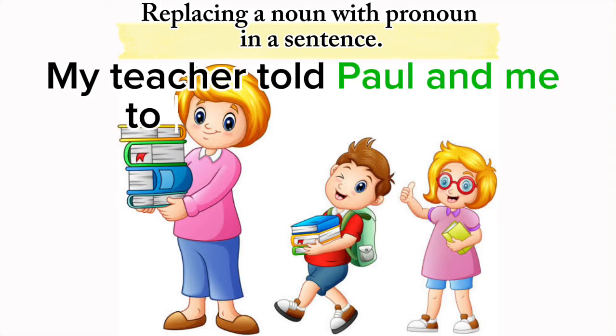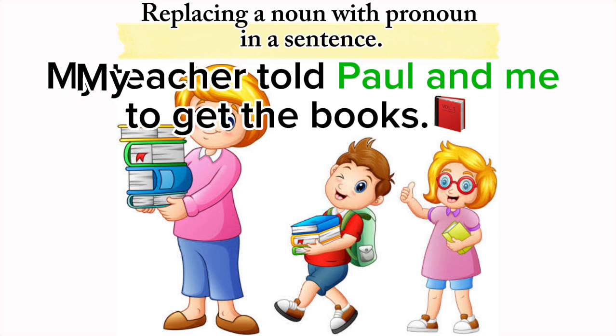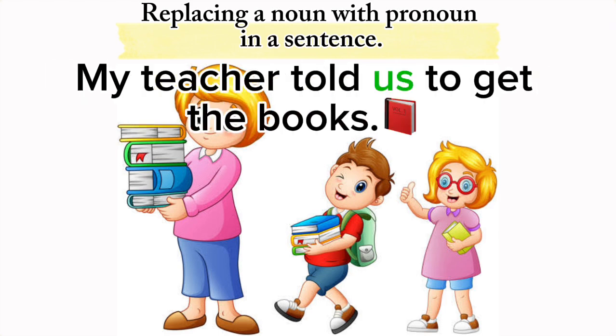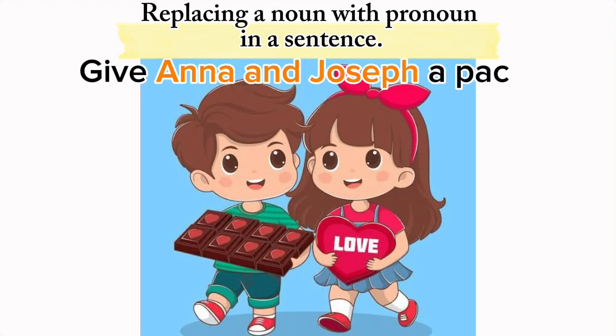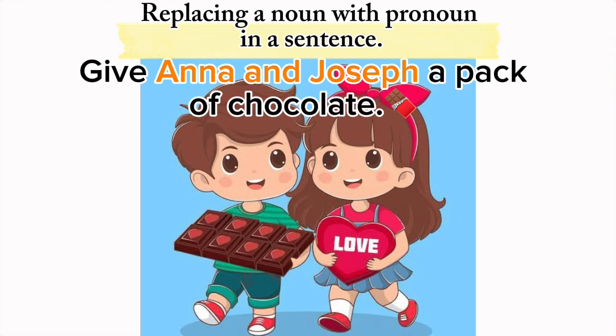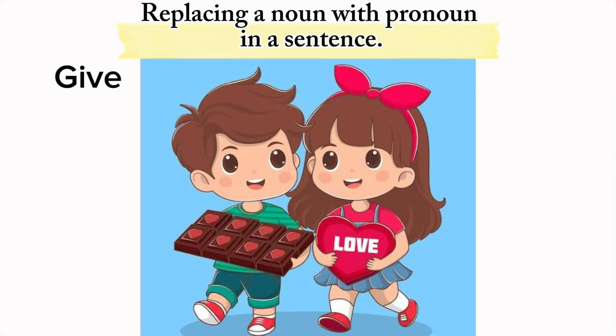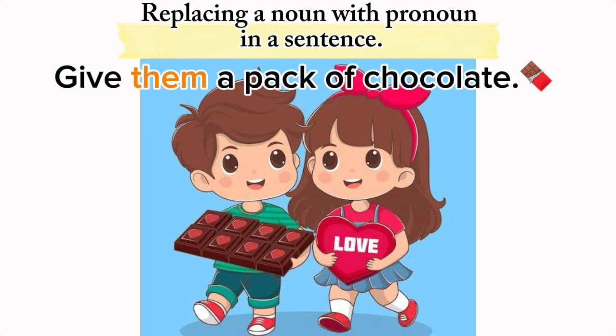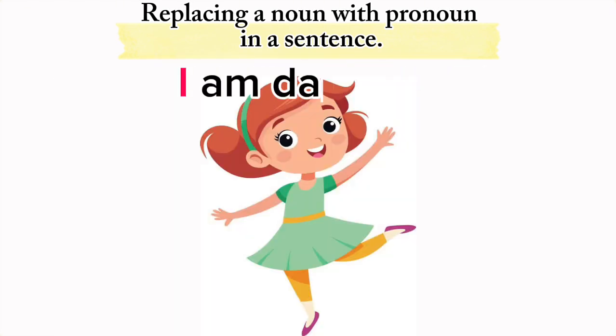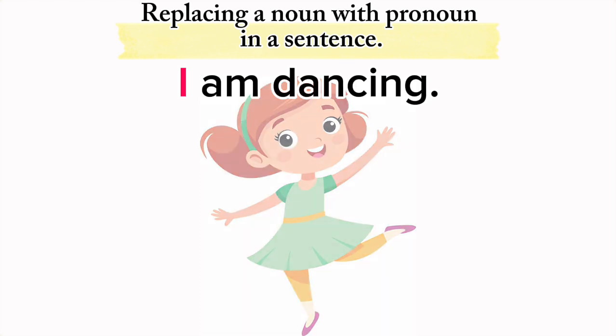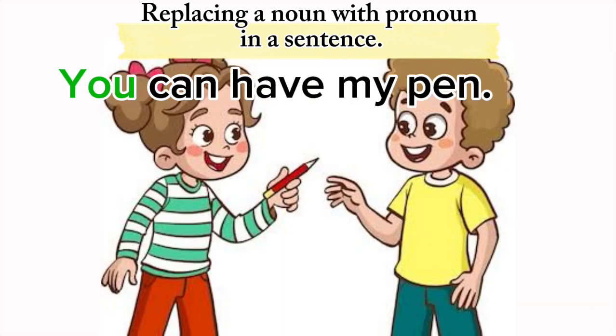My teacher told Paul and me to get the books. My teacher told us to get the books. Give Anna and Joseph a pack of chocolate. Give them a pack of chocolate. I am dancing. Now this one is talking about myself. You can have my pen. You're talking to someone else.